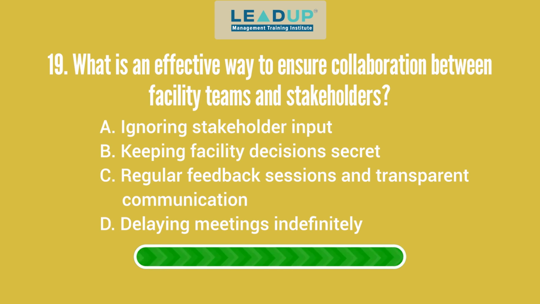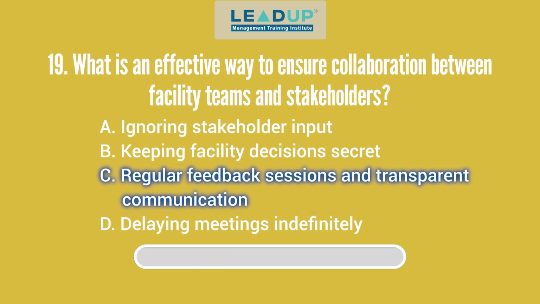Question 19. What is an effective way to ensure collaboration between facility teams and stakeholders? A. Ignoring stakeholder input. B. Keeping facility decisions secret. C. Regular feedback sessions and transparent communication. And D. Delaying meetings indefinitely. Answer: regular feedback sessions and transparent communication.